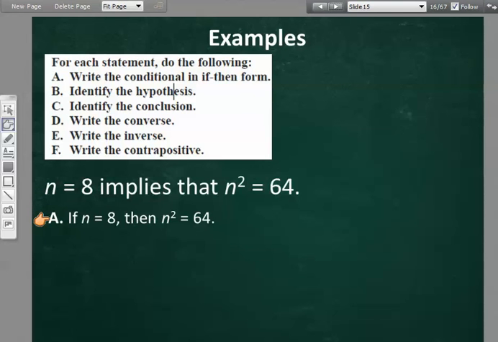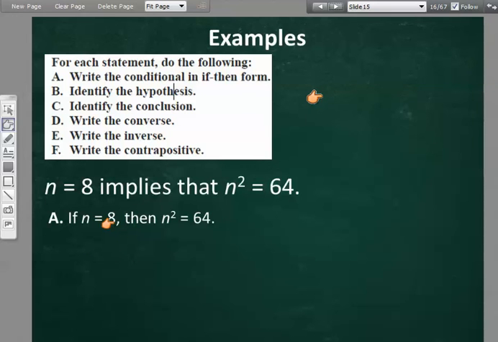So here's A. We're going to write the conditional in the if-then form. If n equals 8, then n squared equals 64. Notice that we put in the words if and then. Okay, don't forget your comma. But we made it into a conditional statement.